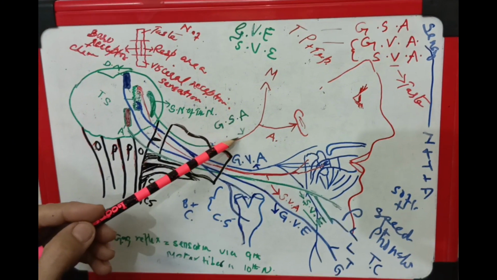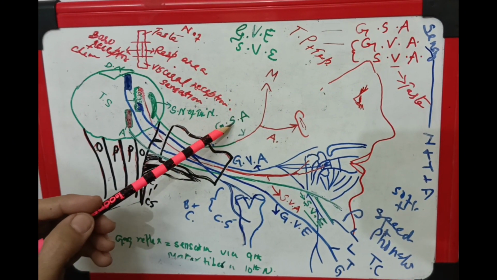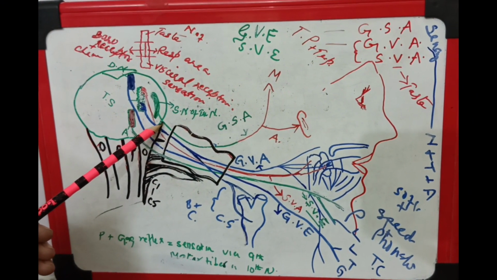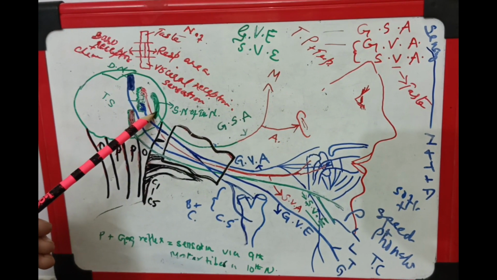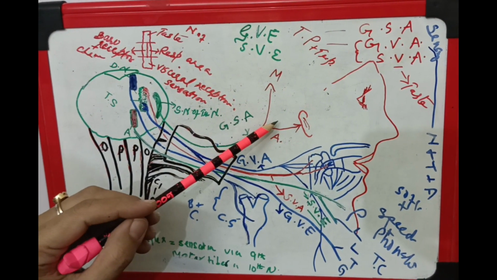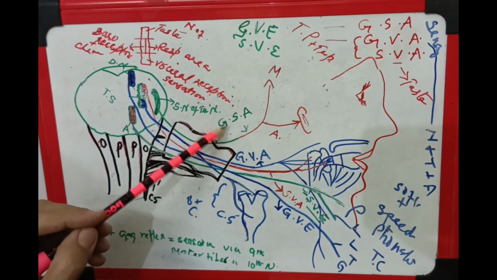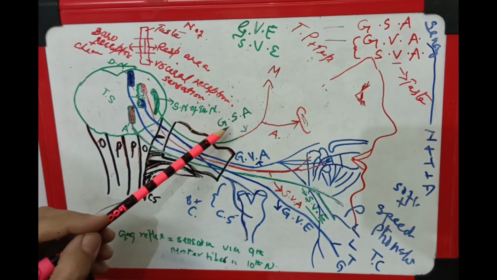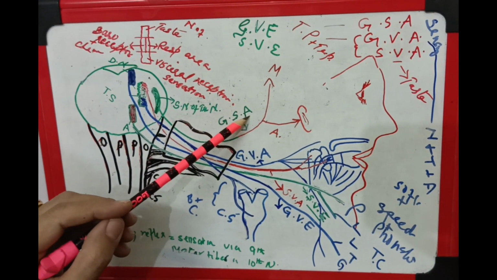and these both branches take the general somatic afferent fibers, and this green one is taking them to the spinal nucleus of trigeminal nerve. They carry the touch, pain and temperature sensations as general somatic afferent, one of the functional components or sensory components, as the letter A is showing it.